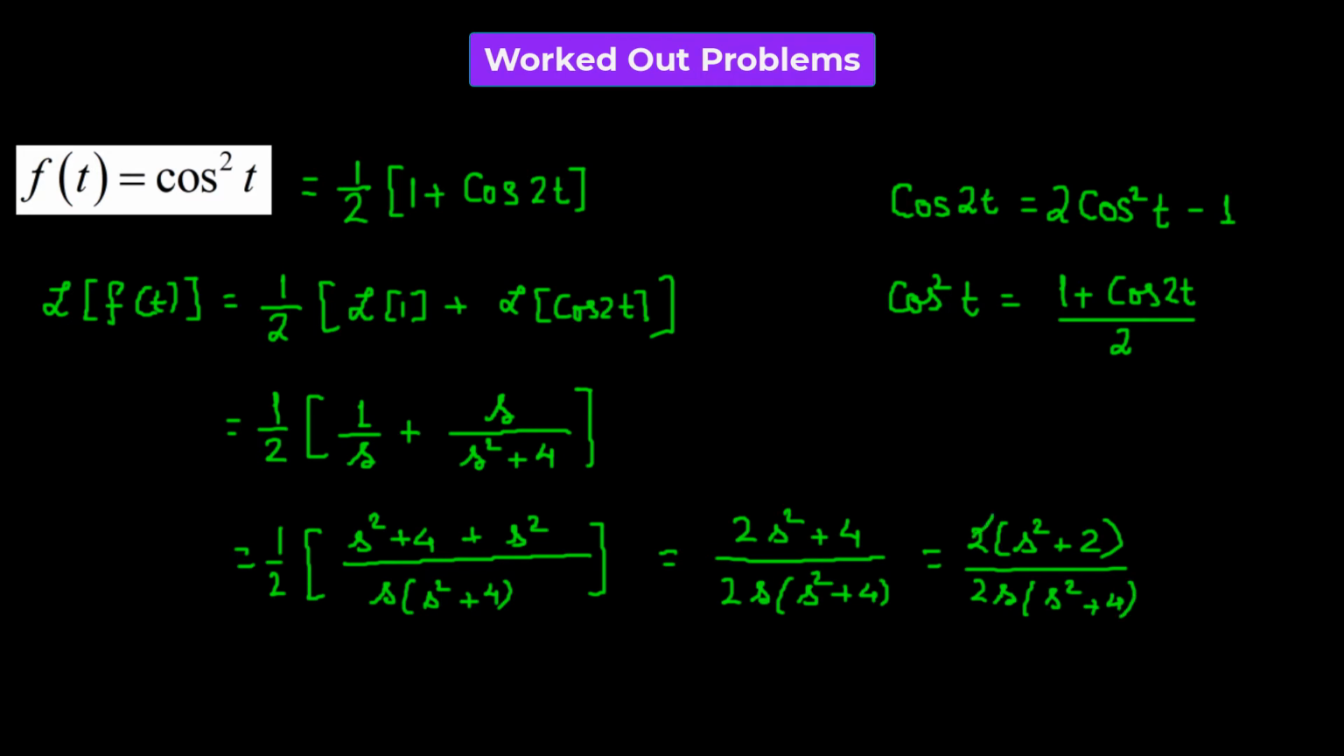Now we can take 2 as the common factor from the numerator, and we can cancel out 2 from both the numerator and the denominator, and that leaves us with s squared plus 2 divided by s times (s squared plus 4). So this is the Laplace transform of cosine squared t, and this is going to be valid for values of s greater than 0. Let's go to the next question.